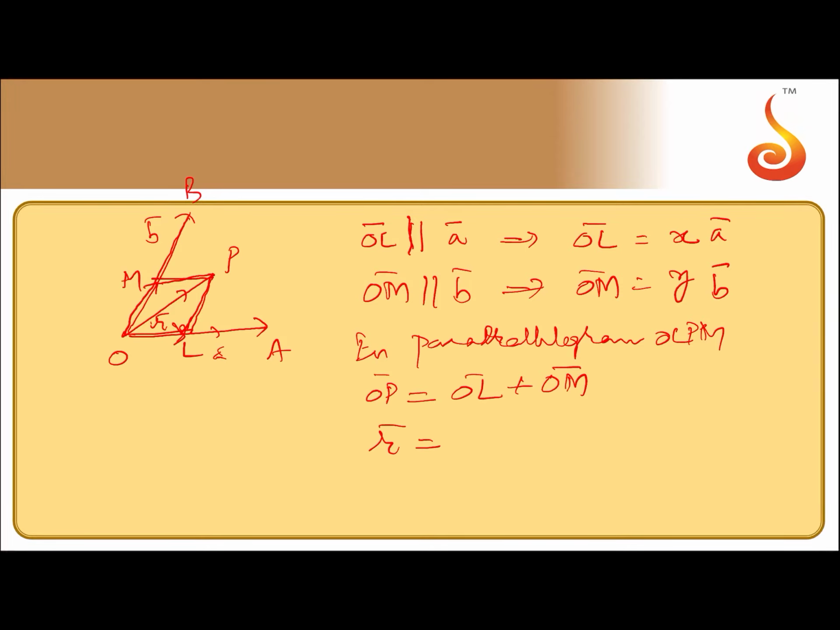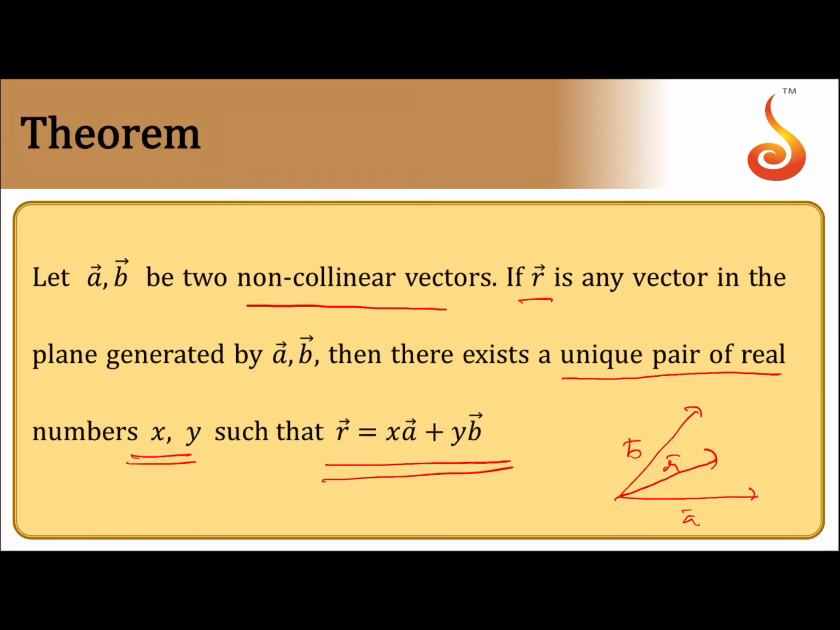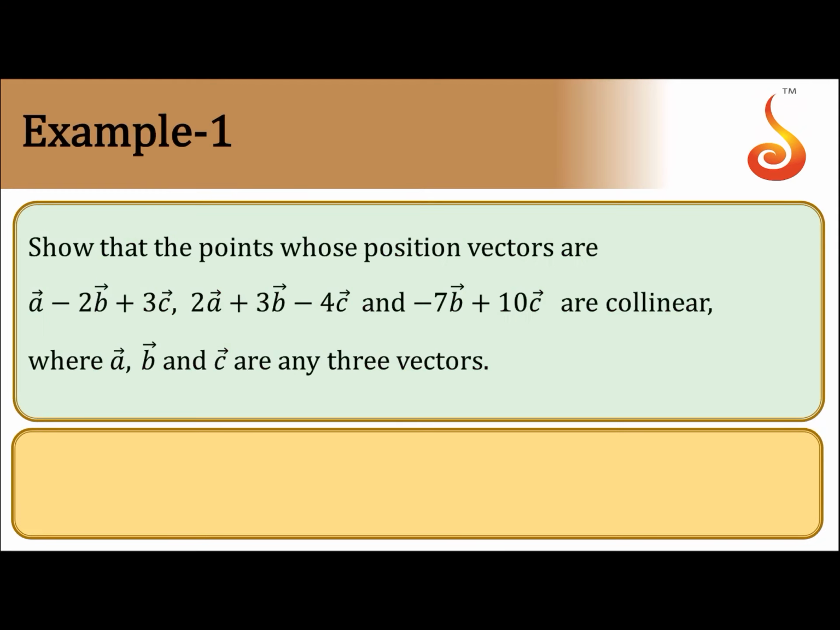And that is nothing but R bar is equal to OL, which is x A bar, plus OM, which is y B bar. So R bar is equal to x A bar plus y B bar, where x and y are unique scalars, since OL is collinear with A and OM is collinear with B. So R bar can be written uniquely in terms of A and B as R bar equal to x A bar plus y B bar. That is the concept here.